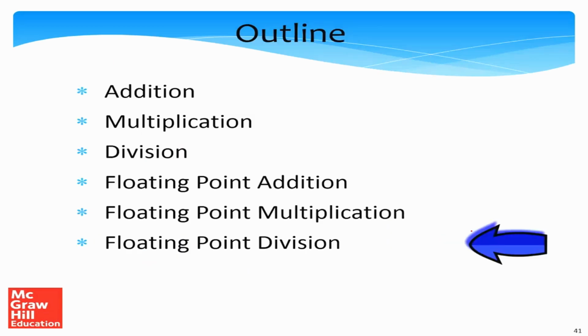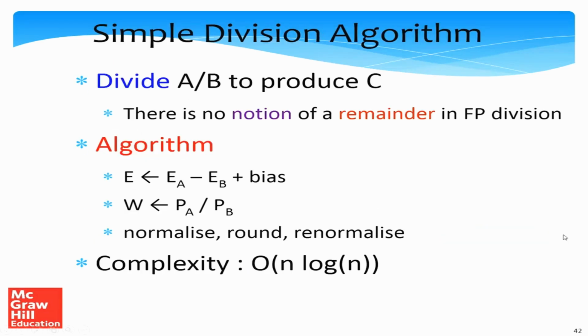Now let us take a look at floating point division. Let's first take a look at a simple division algorithm. So let us divide A by B to produce C. The first difference between floating point division and regular integer division is that in floating point division there is no notion of a remainder. In integer division we had a remainder because our quotient could only be an integer. But in floating point division, the quotient can be a floating point itself, so there is no notion of a remainder. This makes our job easy.